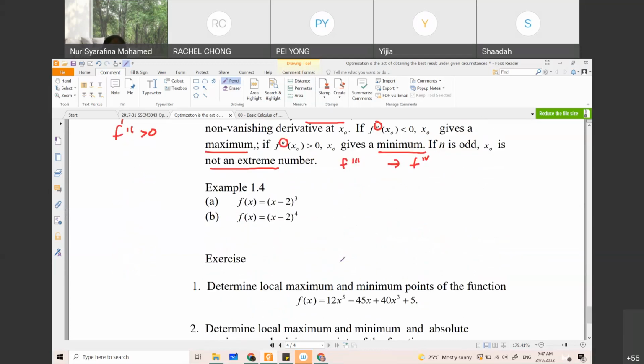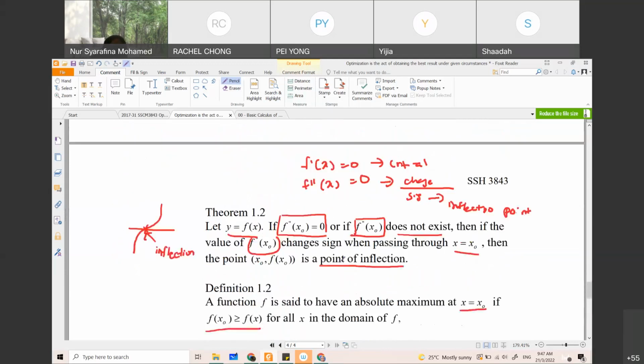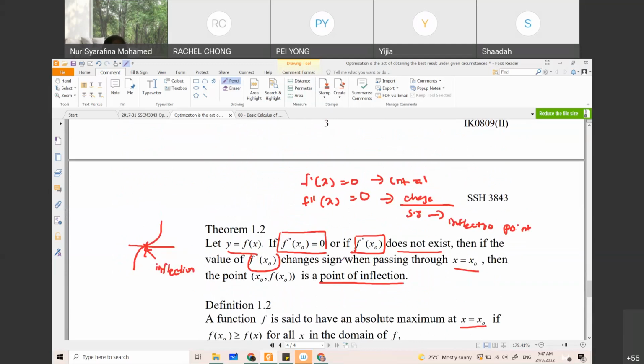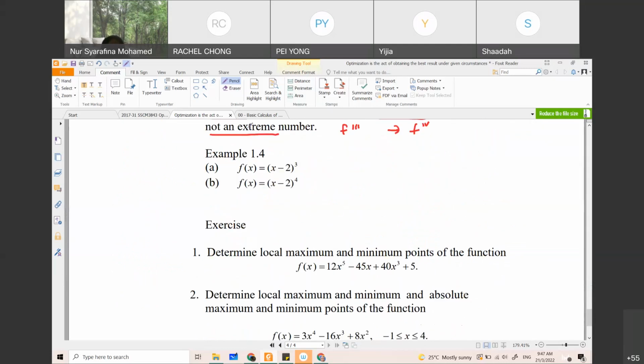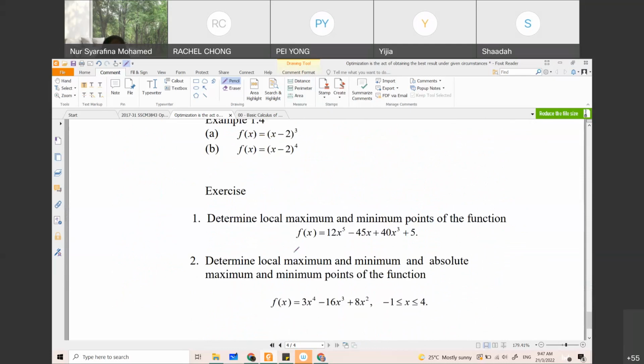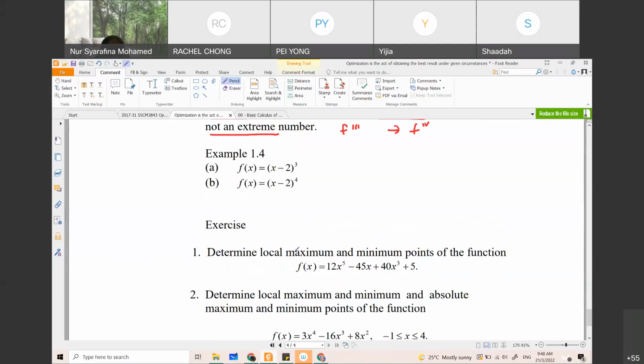Okay, so I think by using the definition, which is quite easy, we just have to find f prime, f double prime, check the sign, and so on. You can use the definition to check the example here. It's just to determine the local maximum or minimum, or you can find the inflection if there is a change in sign after passing through the critical points. Okay, clear or not?